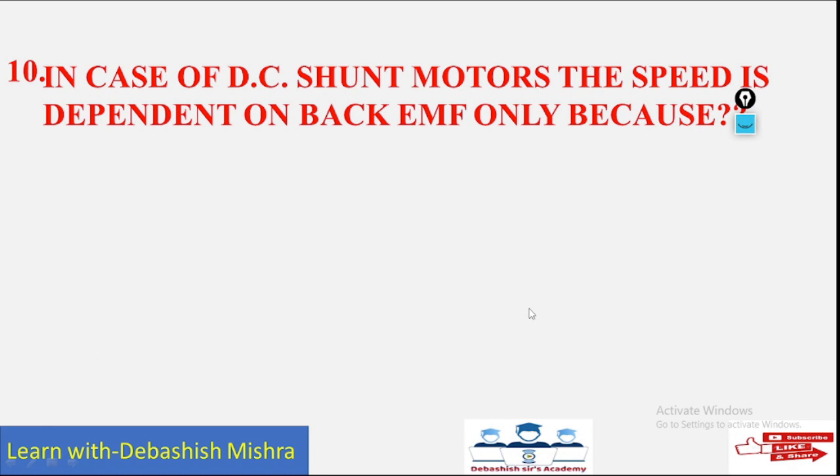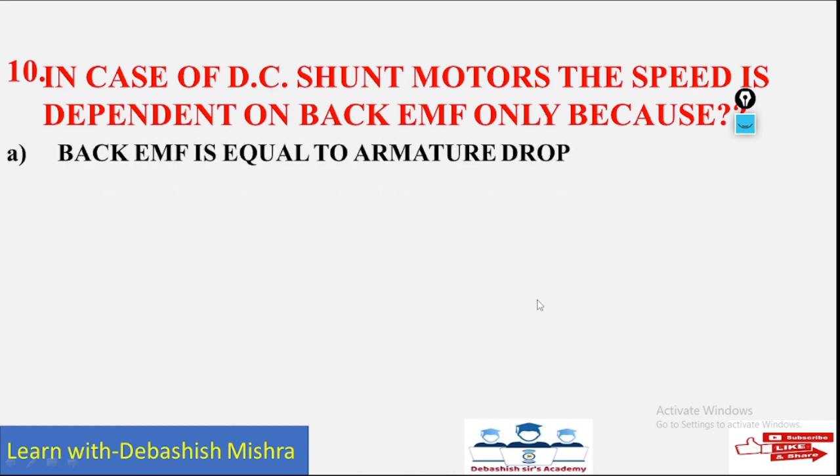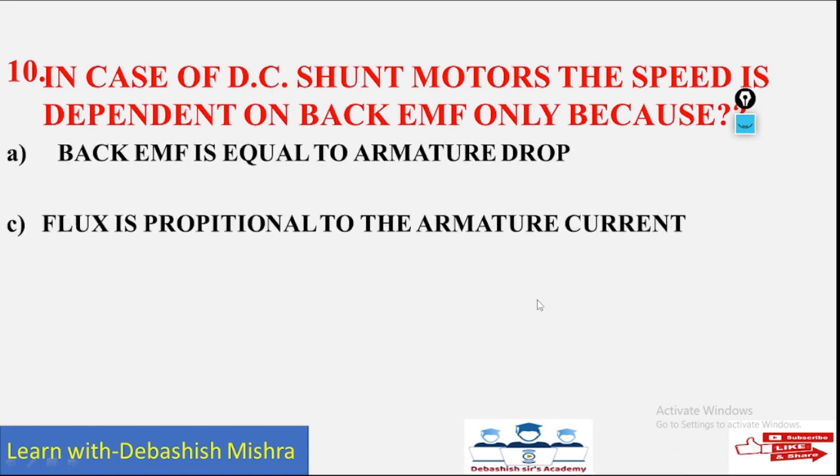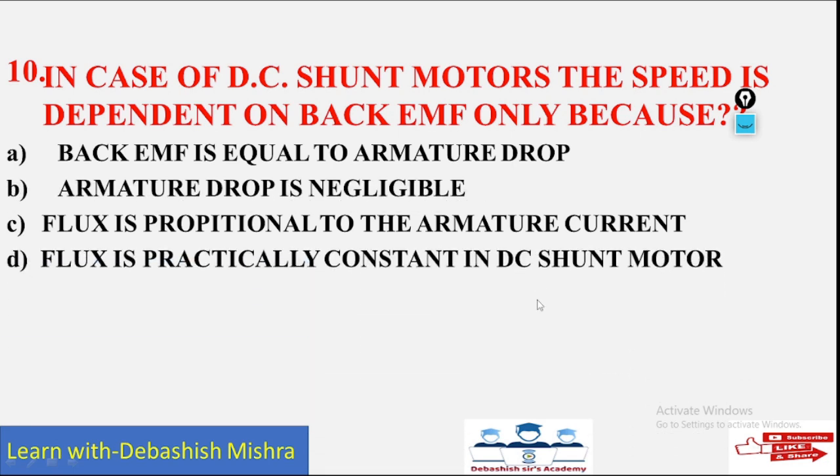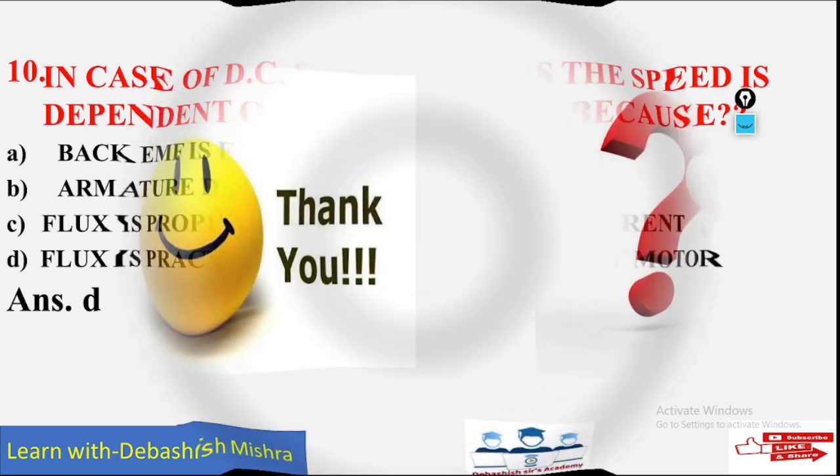In case of a DC shunt motor, the speed is dependent on back EMF only because: back EMF is equal to the armature drop, flux is proportional to the armature current, armature drop is negligible, or flux is practically constant in a DC shunt motor. Remember always, in case of a DC shunt motor, flux is constant. So the speed is dependent on back EMF only because flux is practically constant in a DC shunt motor. Okay, these are the questions.